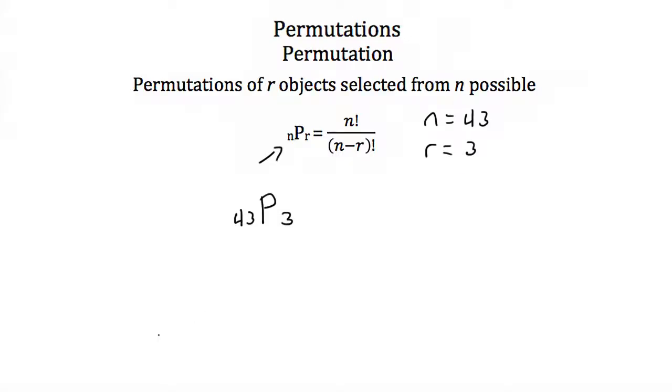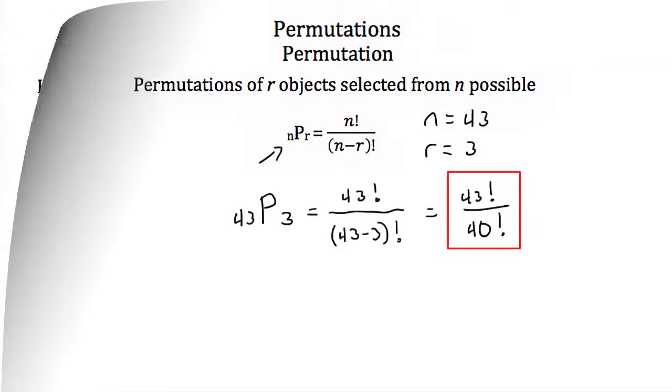Or the permutation of 43 choices, choosing 3 of them. And this would be equal to 43 factorial over 43 minus 3 factorial, or 43 factorial over 40 factorial, which is exactly what we had before.